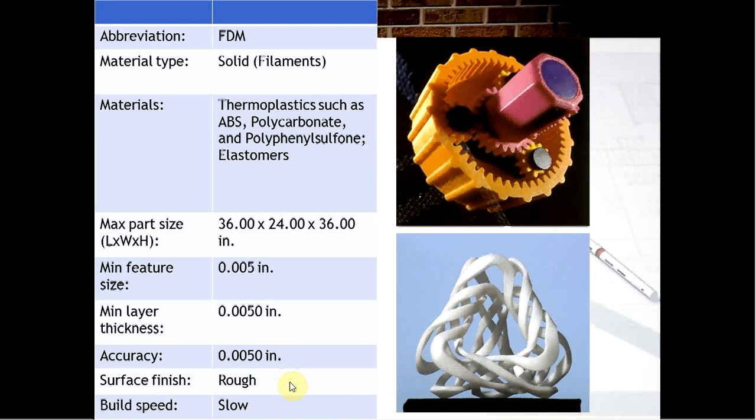Surface finishing is rough because it's layer by layer manufacturing, and build speed is very slow. So because of only this reason, most of the companies are not using FDM. FDM provides good robustness, which is its advantage, but time is the issue, so most of the companies are not going for FDM.